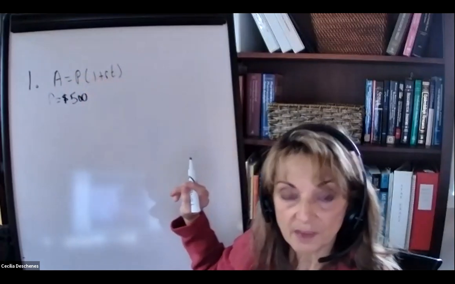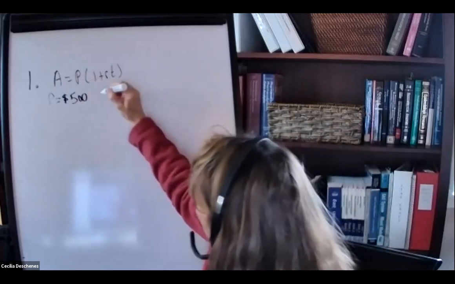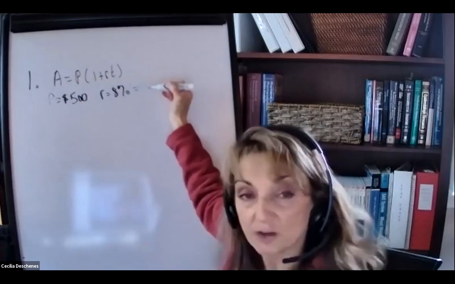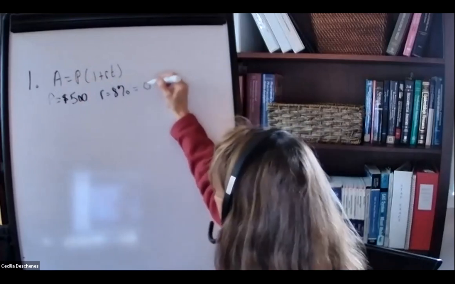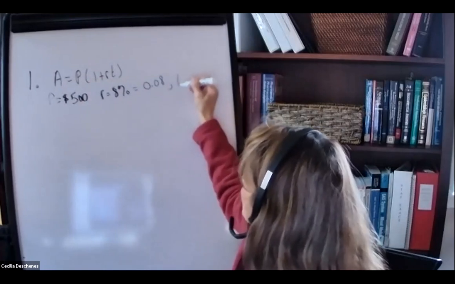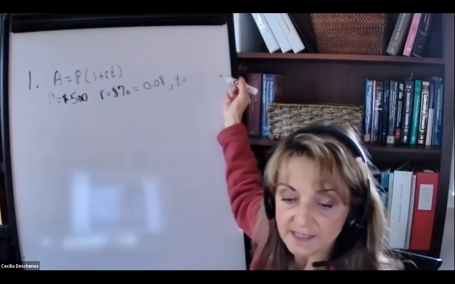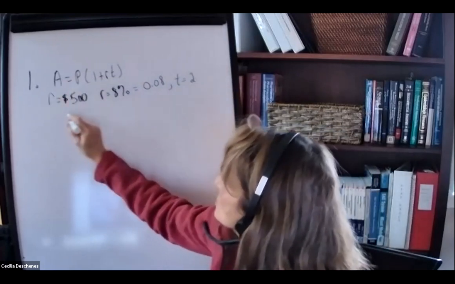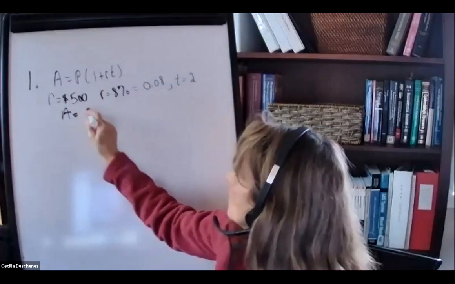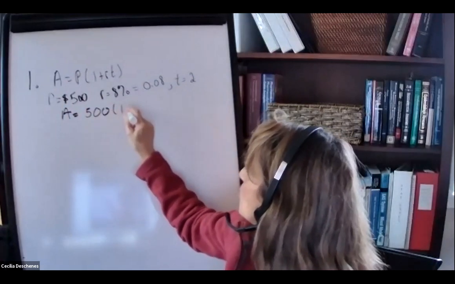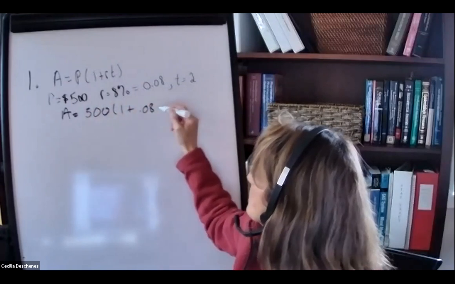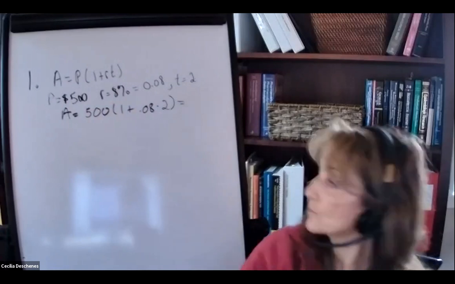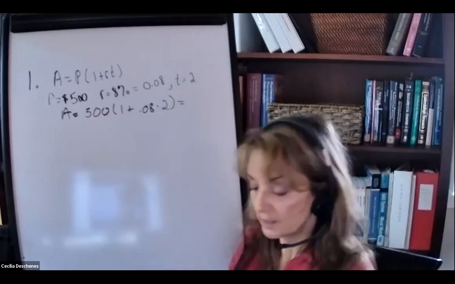Okay, we are told that the principal is $500, and we're told that the rate is 8%, which we know we have to convert to a decimal, so that's 0.08, and we're told that the time for the investment is 2 years. So we're just going to plug all these values into this formula, and we're going to get that A is 500 times 1 plus 0.08 times 2. Okay, so that's fairly straightforward.